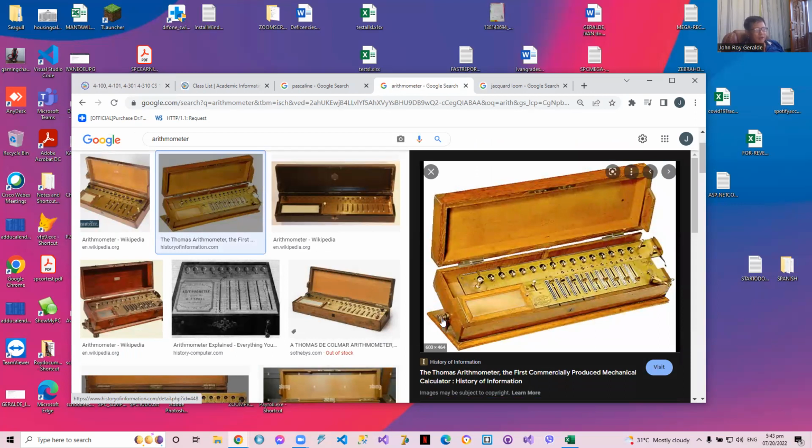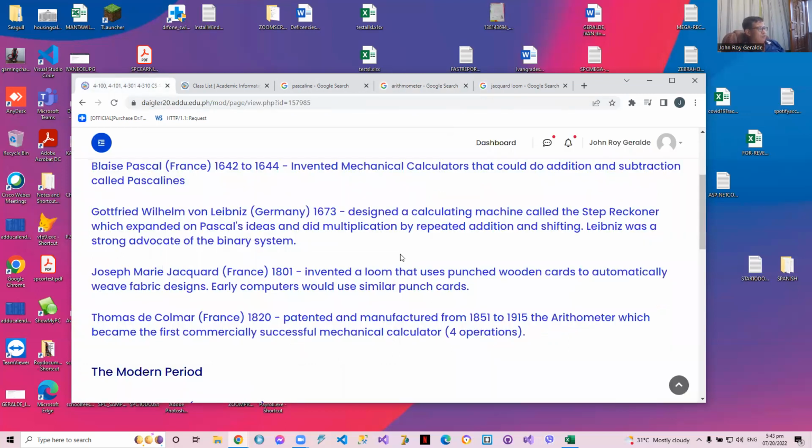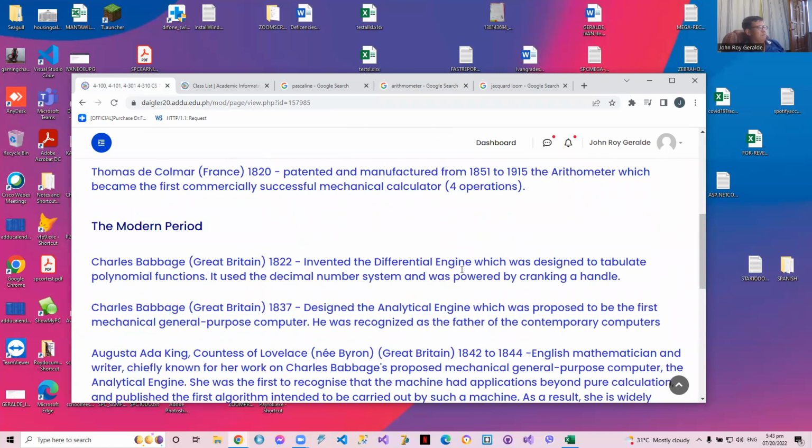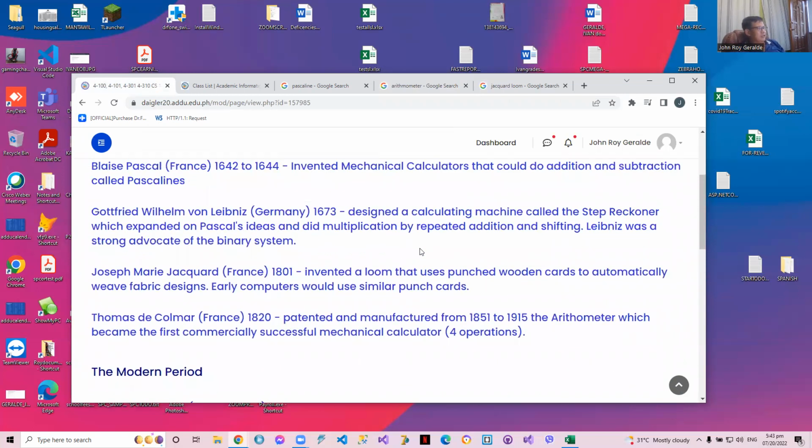Why do they put the crank on the left? Because you use the right hand to type the keyboard. When you crank, you say enter. You're like pressing the enter key. The arithmometer can now perform division. It's the first machine that can perform division. It was commercially produced as mechanical calculators. Do you follow?